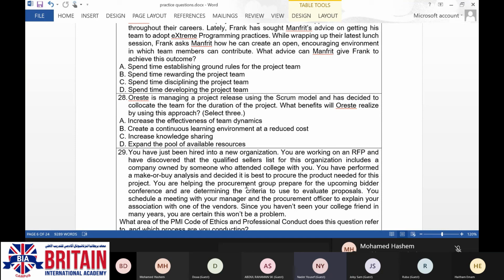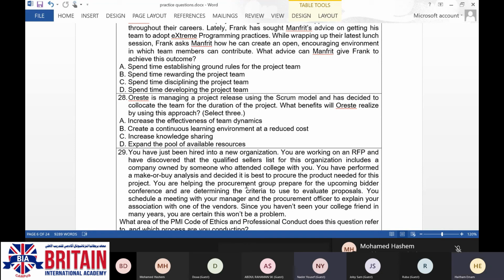C is okay. Create continuous learning environment at reduced cost, increase effectiveness of team dynamics, collocate the team for the duration of the project. Increase the effectiveness of the team dynamic. B is not right. A, C, D okay. B, continue.